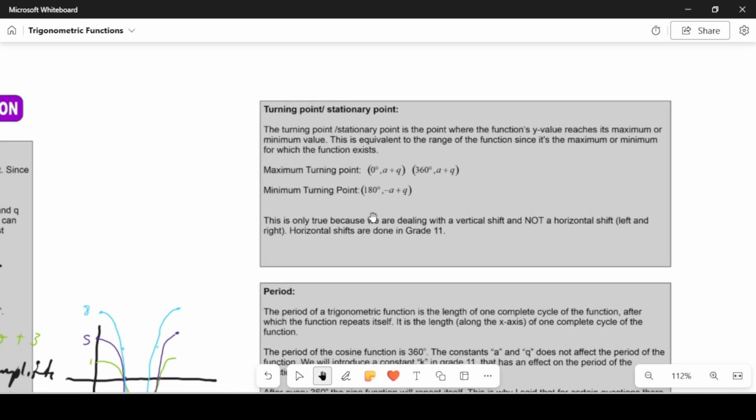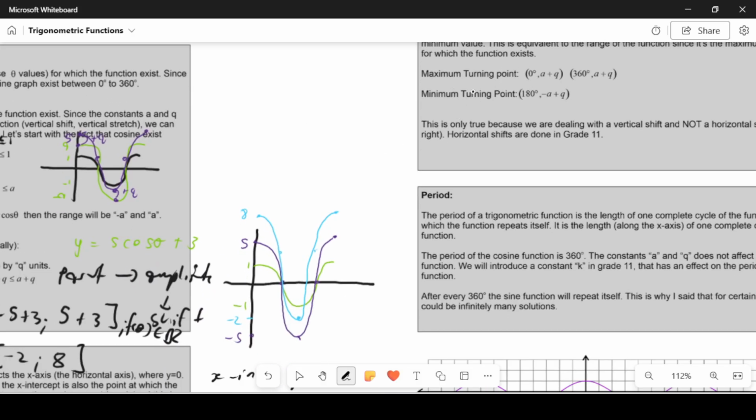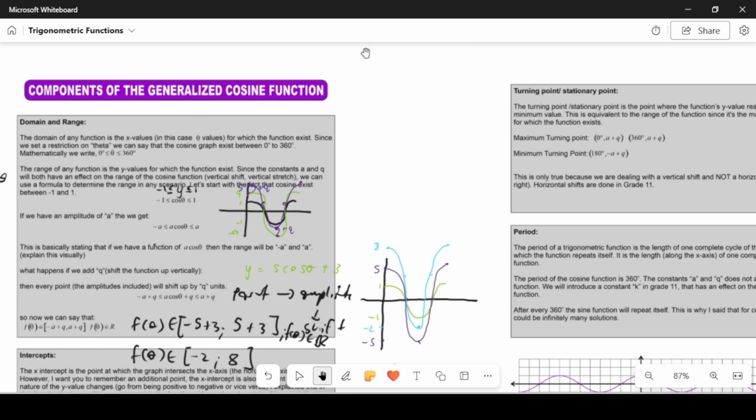How will the turning point on the translated and shifted function be affected? Again, if we follow the exact same logic, what happens to the maximum point? It's going to follow the same idea as we did for the range, isn't it? Because the turning point is basically the highest and the lowest. It's the peak and the trough, right? And the range is basically the peak and the trough.